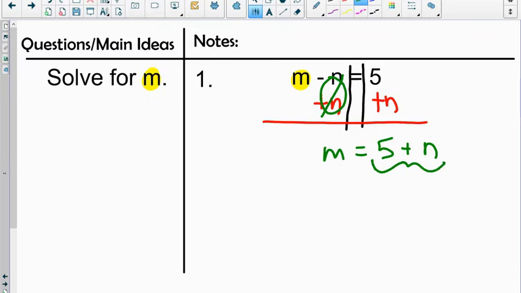Remember, I can't add those two things together. It does not become 5n because that would be 5 times n. And that's certainly different than addition. So in this case, that's our answer. We got m by itself. m equals 5 plus n.